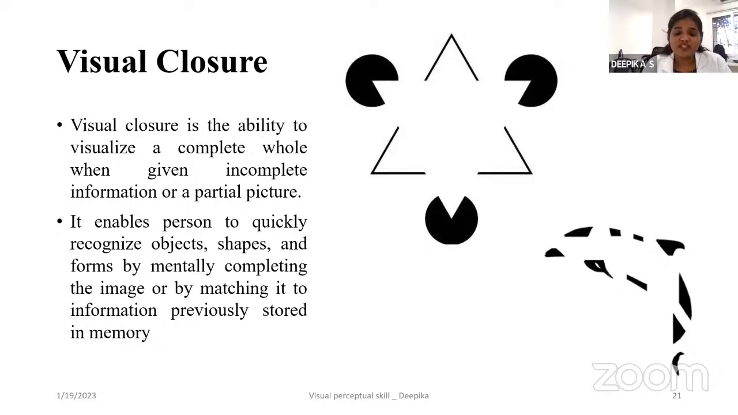So we can see two pictures in it. In the first one, we could see an inverted triangle, which is not fully finished, and a normal triangle. And in the second picture, even though it is not completed, we could easily find that it is a dolphin, because we have already stored that memory, and we can relate that to this one.